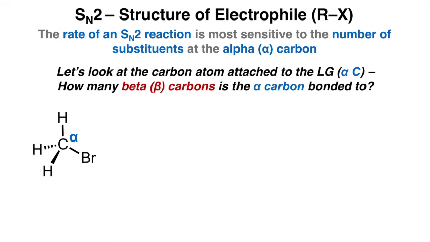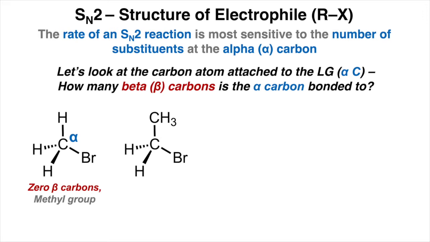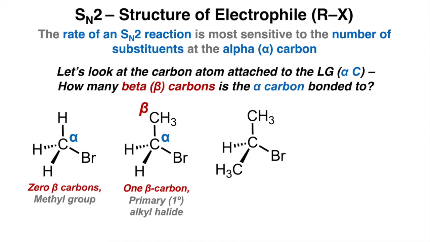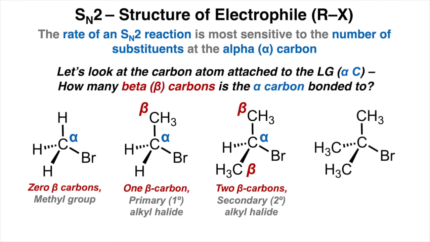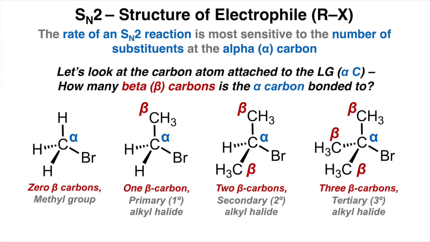Starting from the left side, this molecule has 0 beta carbons, so that means that this is just a methyl group. In the second molecule, the alpha carbon is connected to 1 beta carbon. This means that this is a primary carbon or alkyl halide. In the third molecule, the alpha carbon is bonded to 2 beta carbons, which means that this is a secondary alkyl halide. And in the last molecule on the right, the alpha carbon is bonded to 3 beta carbons, which means it's a tertiary alkyl halide.